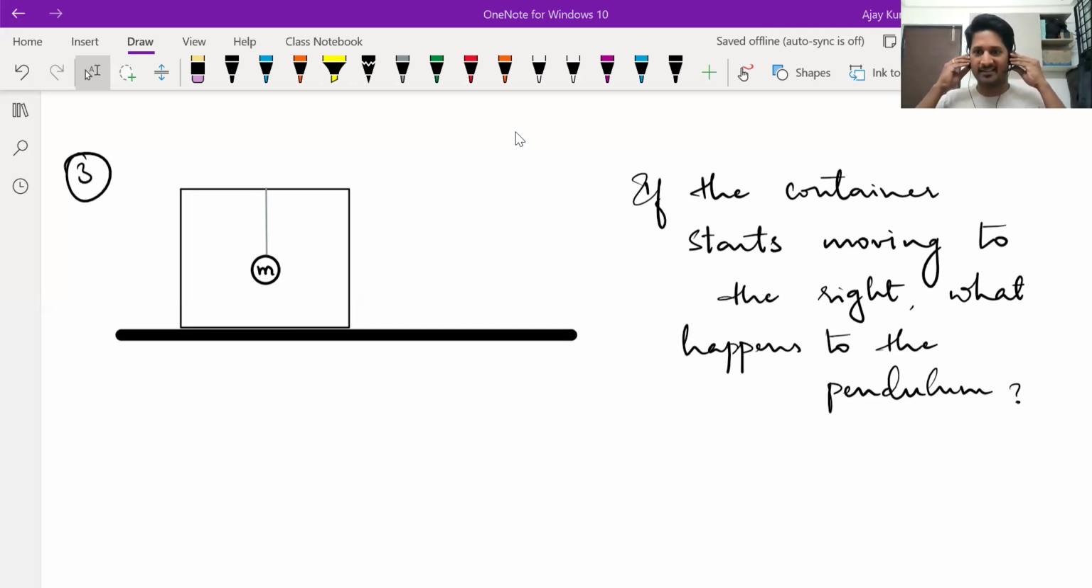Did any of you try? This is also a very common misconception actually. People think it goes to the left. It does not.